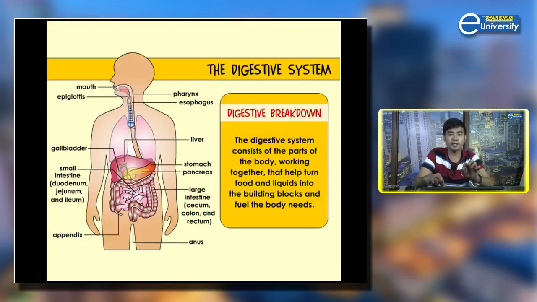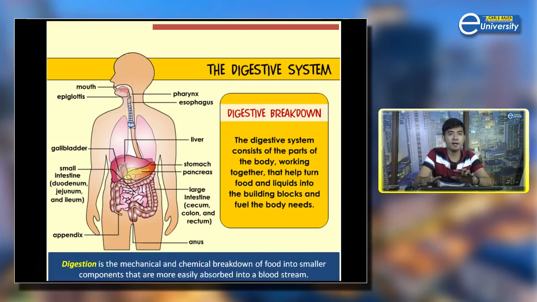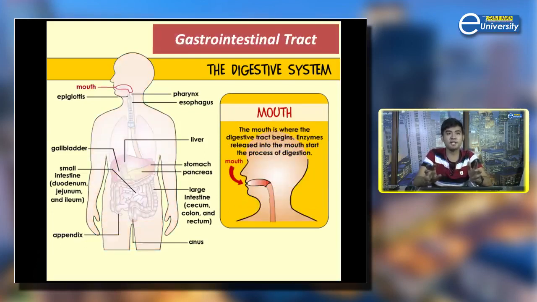So let's deal with the gastrointestinal tract. The digestive breakdown consists of pathways working together that help the food and liquids, as the building blocks, to be broken down and turned into smaller particles. Of course, the digestive system starts with the mouth. The mouth is where the digestive tract begins, and the enzymes released in the mouth start the process of digestion. The enzyme present in the mouth is amylase. Amylase is an enzyme responsible for digesting carbohydrates.